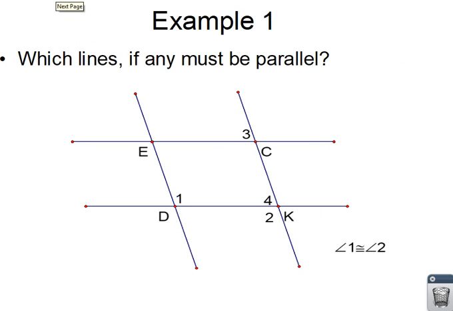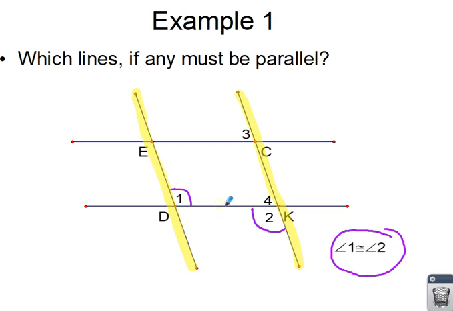Alright, so what do you say? I give you this picture, and I say this. Angle 1 is congruent to angle 2. And I want to know which lines, if any of them, have to be parallel. So if you look at this, angle 1 and angle 2 look like alternate interior angles. So that means that this line would have to be parallel to this line in order for those to be alternate interior angles. So we would have to have ED parallel to CK.